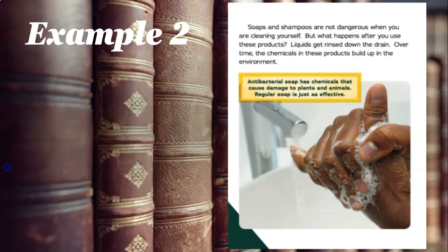It says soaps and shampoos are not dangerous when you are cleaning yourself. But what happens after you use these products? Liquids get rinsed down the drain. Over time, the chemicals in these products build up in the environment. And as a bonus, I'm going to read the text feature for you. I'm going to read the caption. Antibacterial soap has chemicals that cause damage to plants and animals. Regular soap is just as effective. Okay. Good to keep in mind that we need to probably read the text feature on this one.